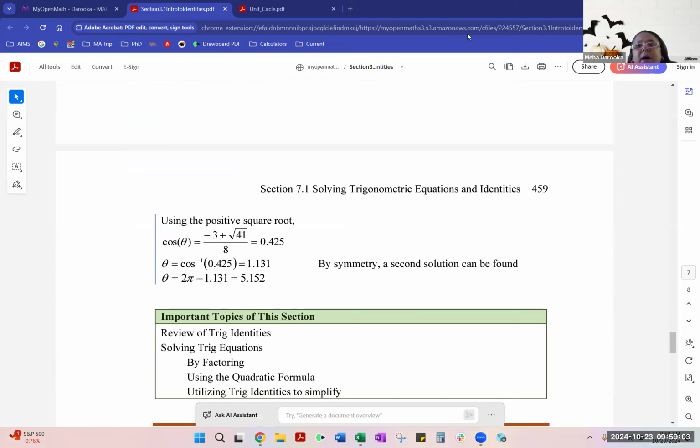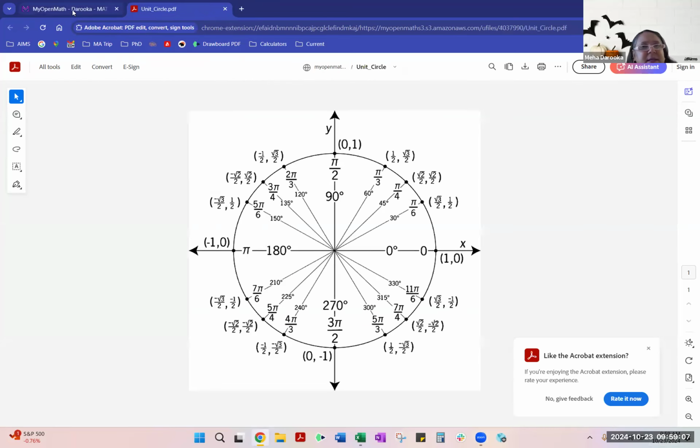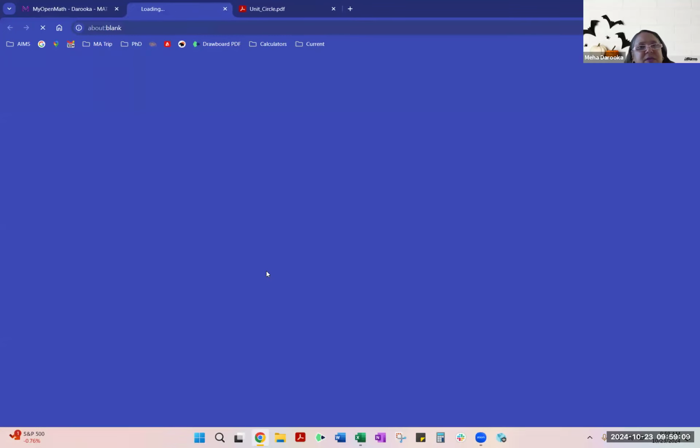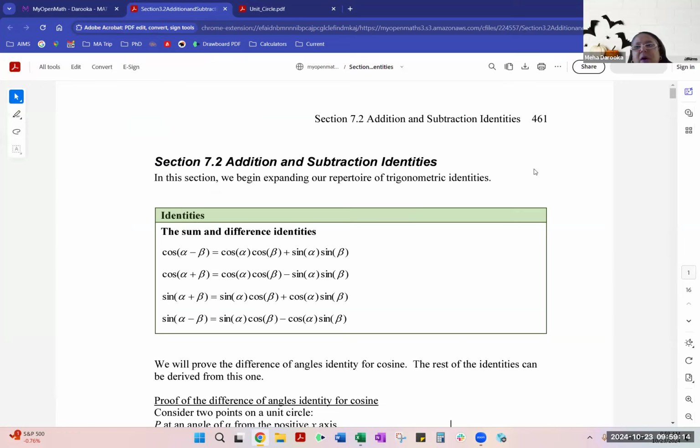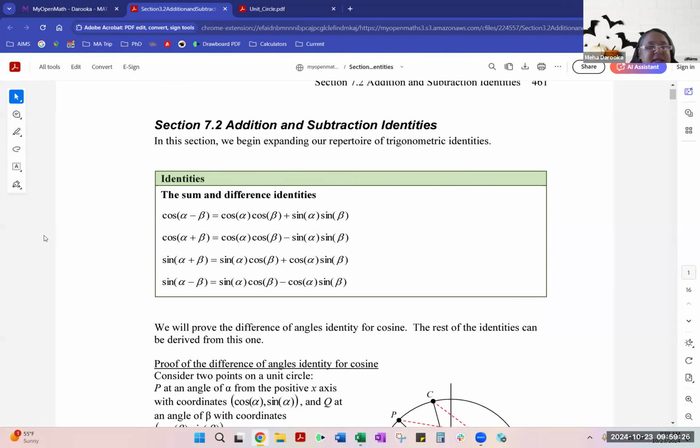Okay. If you do not have any questions on that, then let's move on to section 3.2. Alrighty. So this one, as you can see, is introducing us to new identities. And here we are talking about the sum and difference identities.